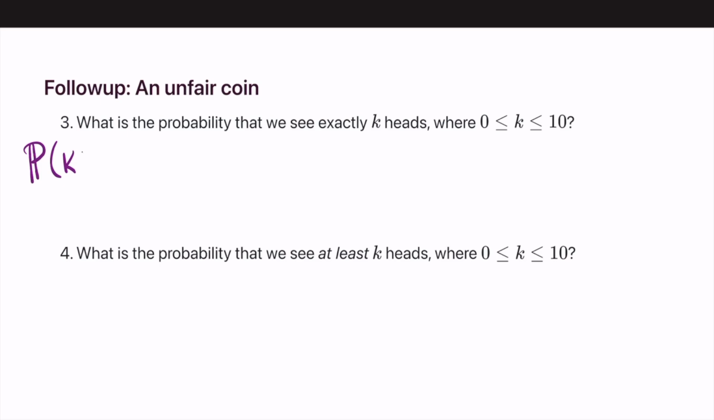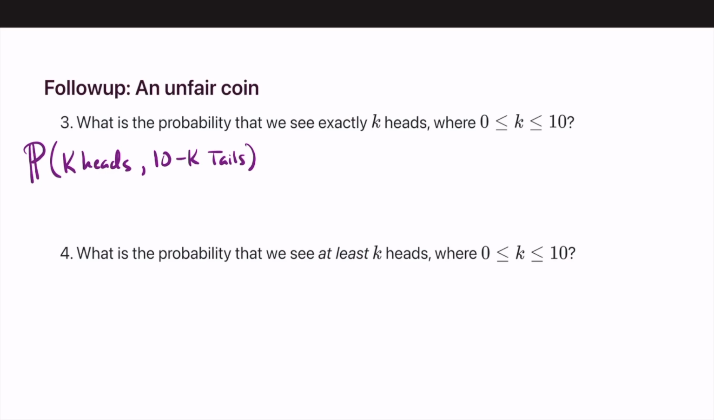So we have k heads and 10 minus k tails. That's the probability that we're looking for, right? To see exactly k heads, where k can be any number between 0 and 10. Therefore, k varies, but tails is always 10 minus k, because it's two outcomes from an event, and those outcomes are 1/3 heads and 2/3 tails.